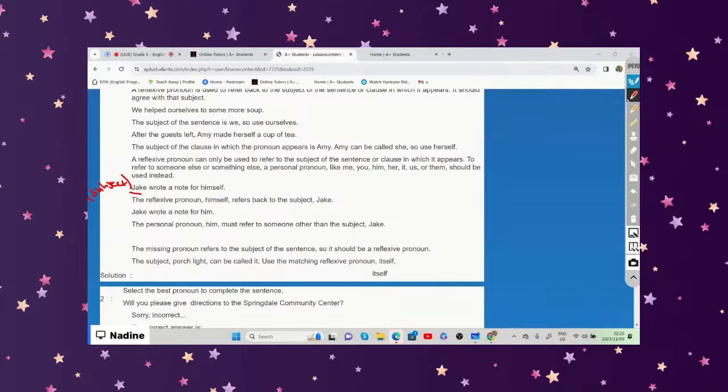And the reflexive pronoun himself refers back to the subject, which is Jake. So if it says Jake wrote a note for him, the personal pronoun him must refer to someone other than the subject, right? Which is Jake.